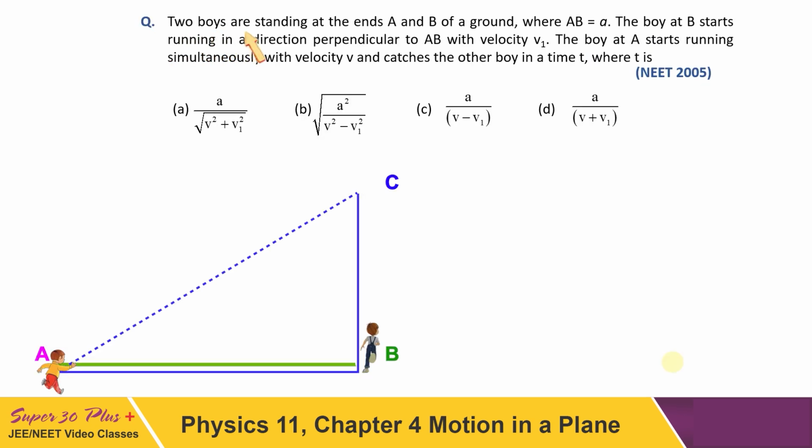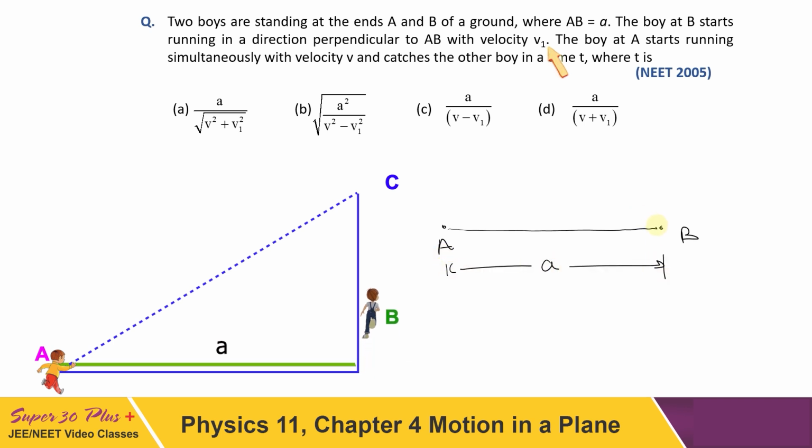Two boys are standing at the ends A and B of a ground where AB is equal to a. The boy at B starts running in a direction perpendicular to AB with velocity v1. Okay, first let us draw the situation. This is the distance AB given by a. Now boy B starts running in a direction perpendicular to AB. Let it start moving in this direction with velocity v1.